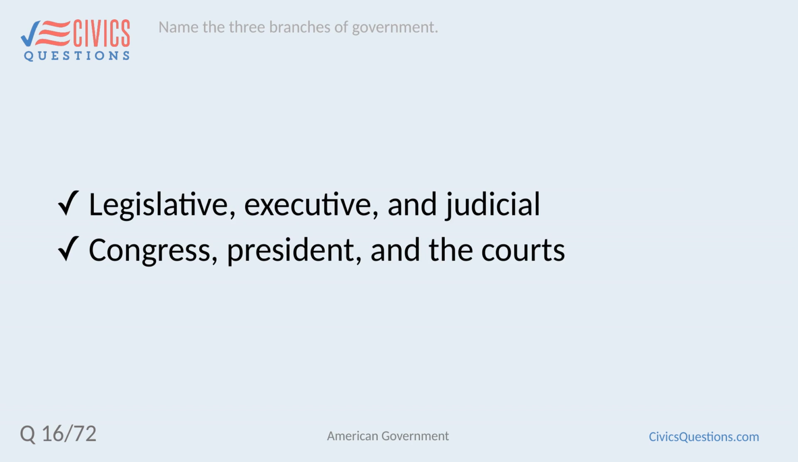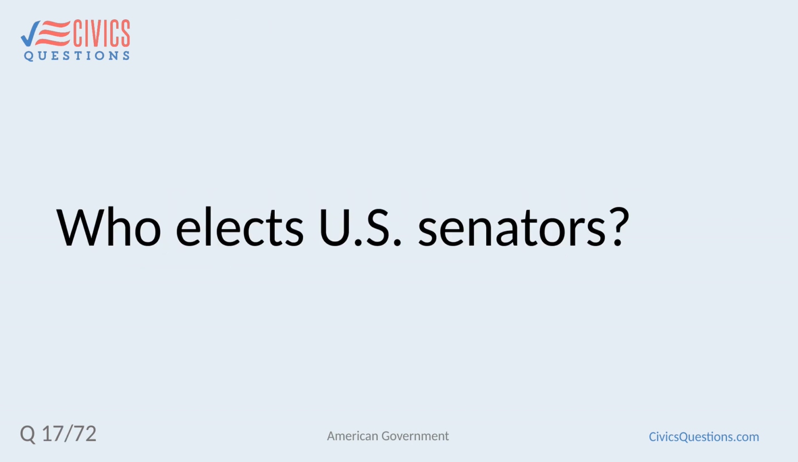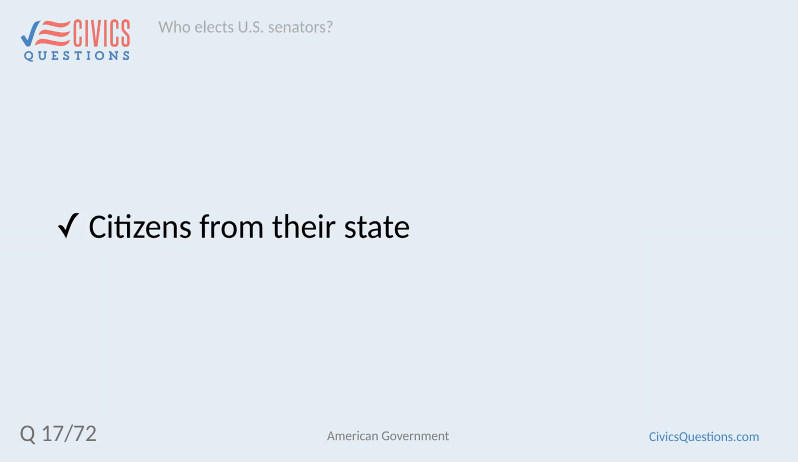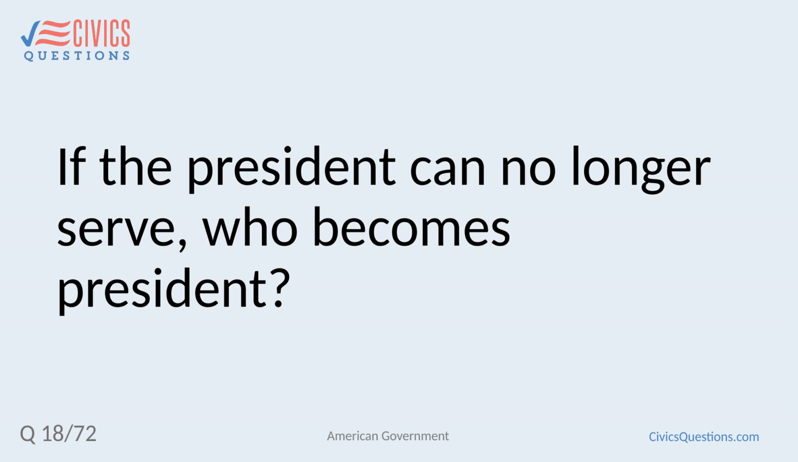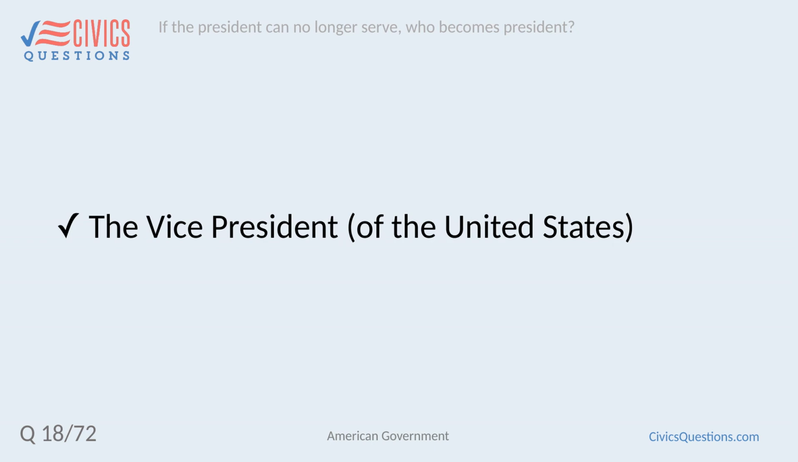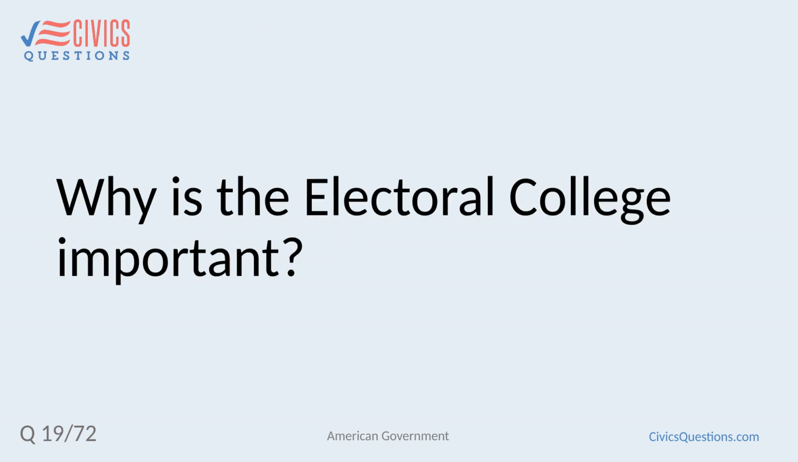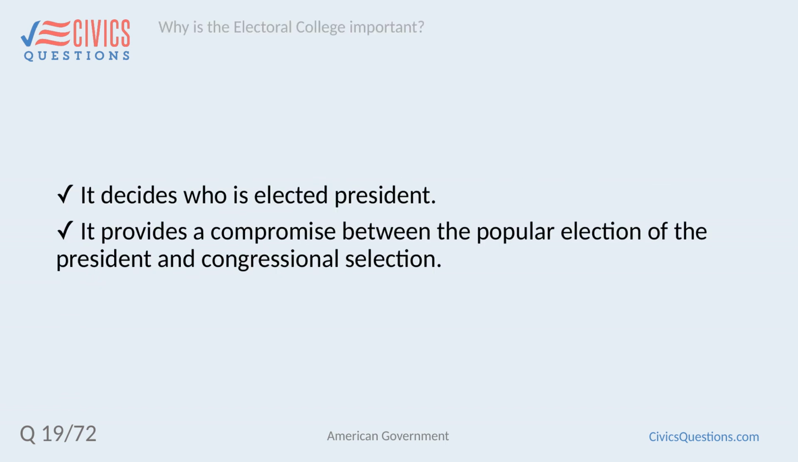Legislative, executive, and judicial. Congress, President, and the courts. Who elects U.S. senators? Citizens from their state. If the president can no longer serve, who becomes president? The Vice President of the United States. Why is the Electoral College important? It decides who is elected president. It provides a compromise between the popular election of the president and congressional selection.